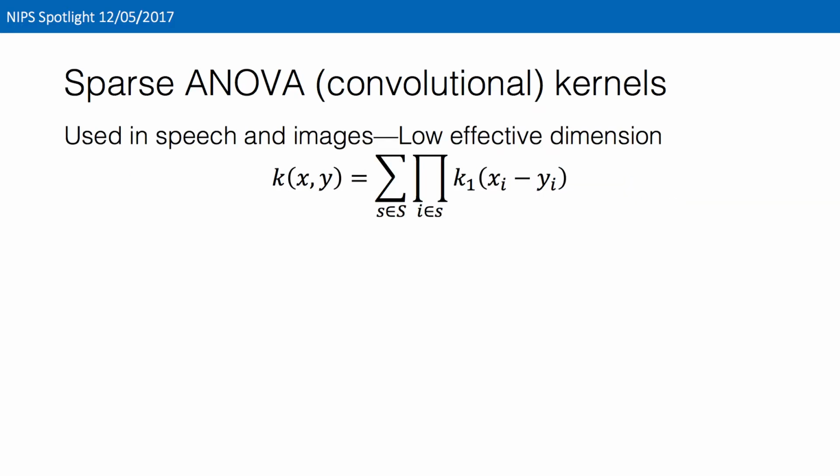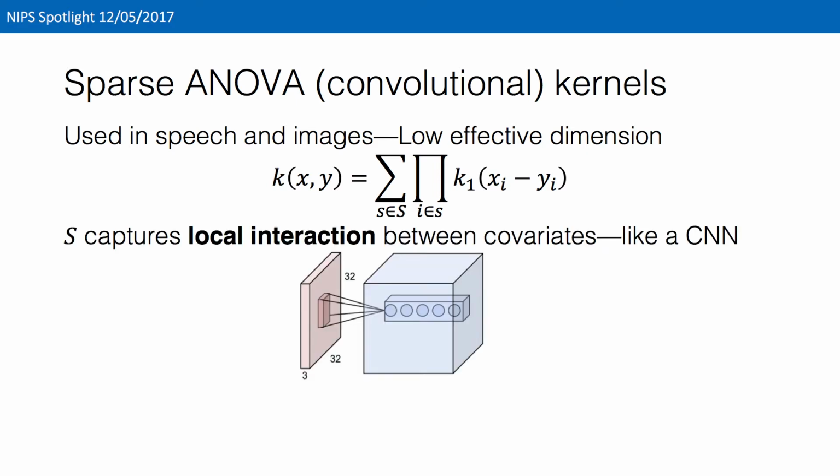There is one class of kernels for which deterministic features work well. They're called sparse ANOVA kernels, or convolutional kernels. They have low effective dimension, and they're used widely in speech and images. The kernel is the sum of small subkernels, each acting on a small subset S of indices. The subset S captures the local interaction between covariates, like a convolutional layer of a CNN.